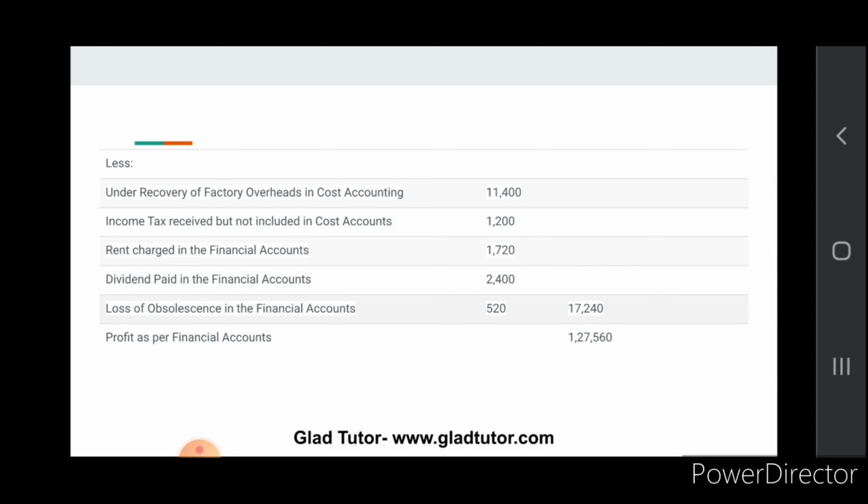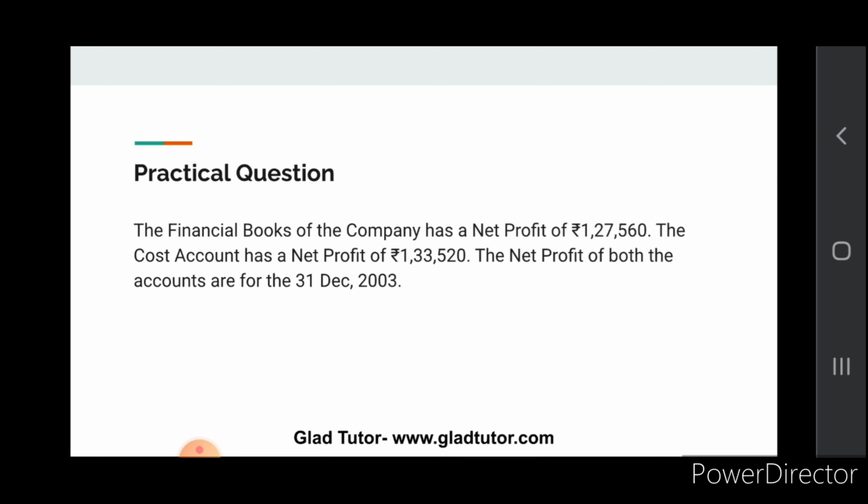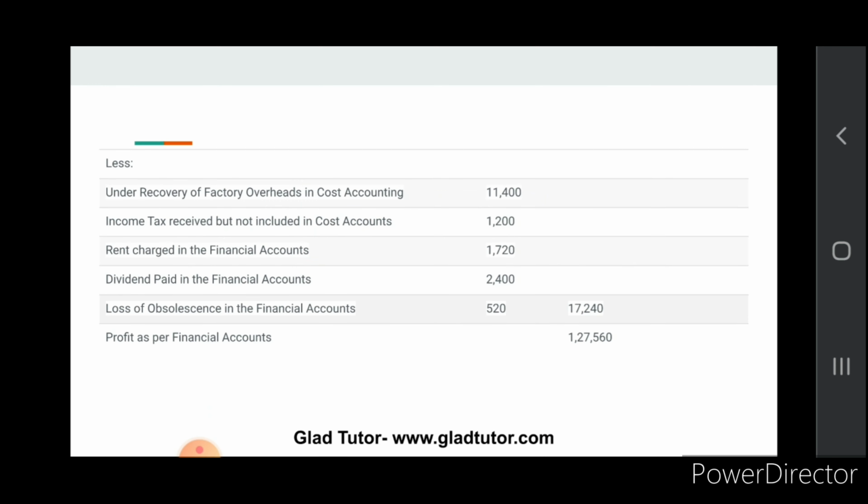1,44,800. Now we have deducted five more things: under recovery of factory overheads 11,400, income tax 1,200, rent charge 1,720, dividend paid, and loss of obsolescence. All these five items have a total of 17,240. When we deduct this amount, we get a profit of 1,27,560. As you can see, the financial net profit was 1,27,560, which is equal to the amount we have arrived at.